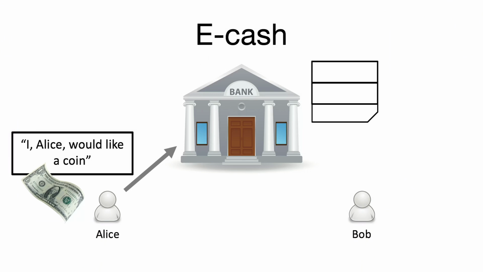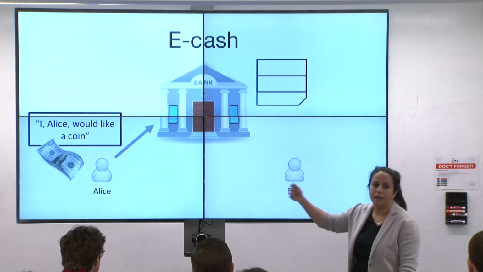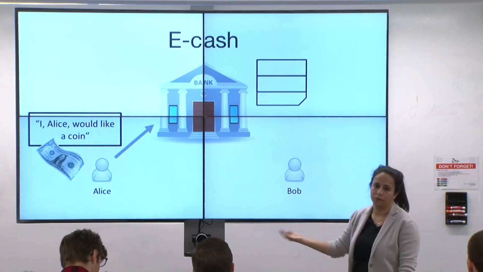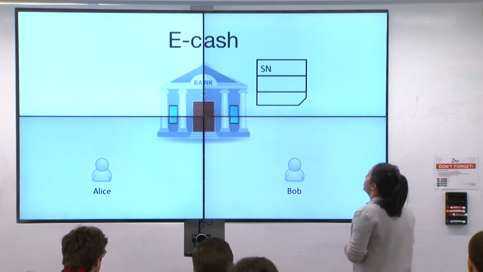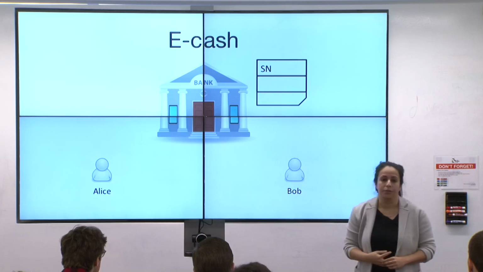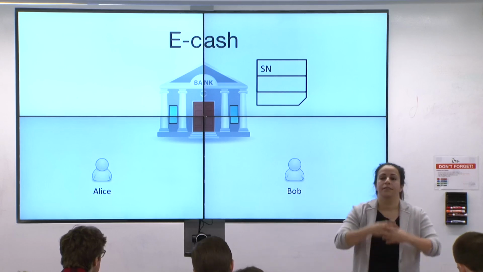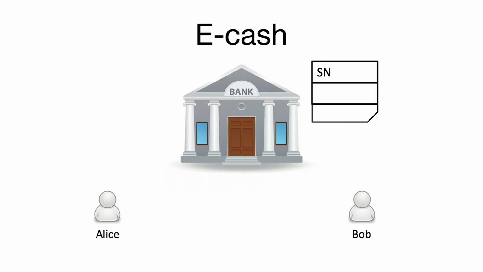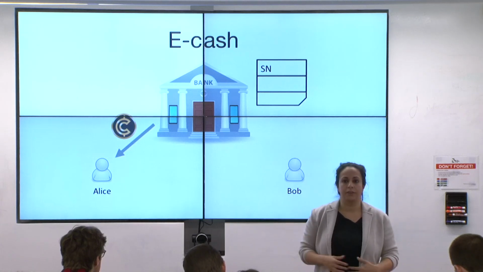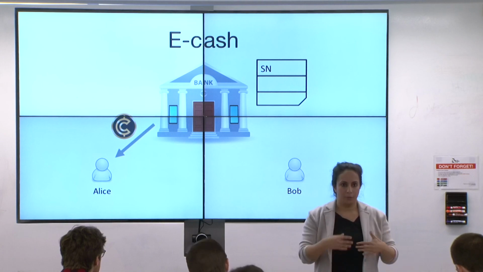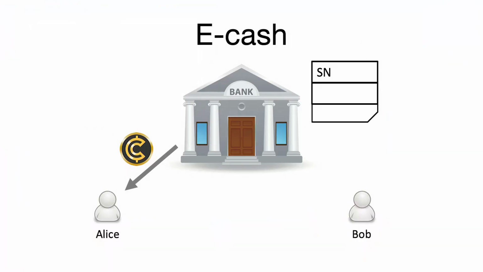So Alice asks the bank for a coin. Maybe she has an account with the bank like before, or maybe she gives the bank teller actual physical money in order to get one of these coins. So the bank generates a unique number. SN stands for serial number, and the bank decides that this is the digital representation of the coin. The bank then gives that coin to Alice in a way that makes it clear that the bank did this. Usually this is done using a technique called digital signatures. We're going to get to that as class progresses, but not right now.